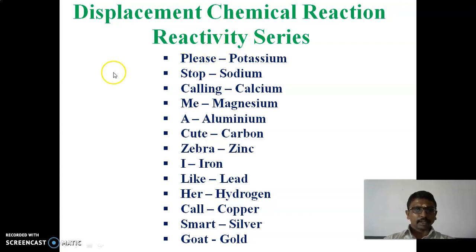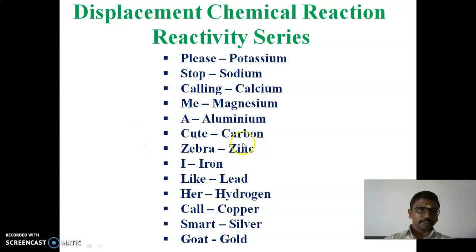Please indicates potassium, and stop indicates sodium, and calling indicates calcium, and me indicates magnesium, and A indicates aluminium. Cu indicates carbon. Here calling indicates Ca, calcium. You can easily remember it. So calling, calcium.